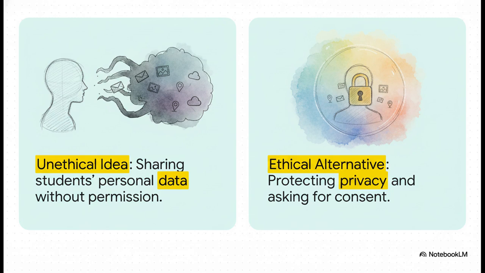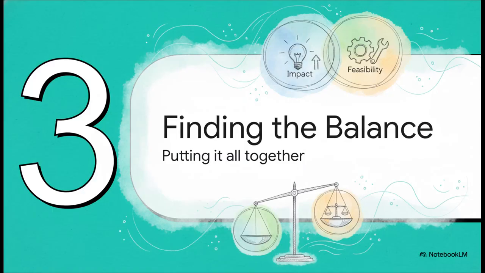And in our digital world, this example is more relevant than ever. An app that sells its users' data without their consent is unethical, period. The ethical alternative builds trust by protecting privacy and being transparent. You know, good ethics is almost always good business. So there we have it, our 3 pillars, impact, feasibility, and ethics.